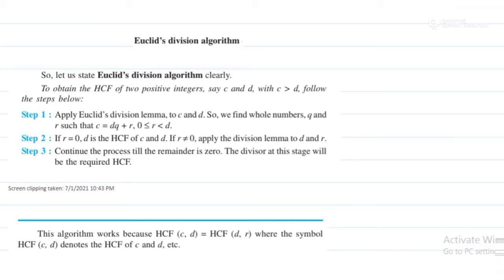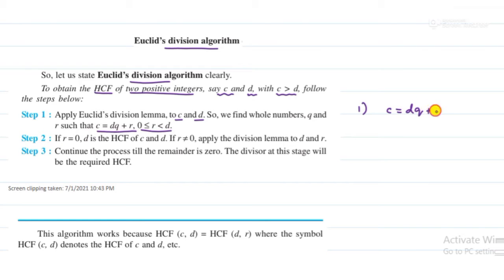So Euclid's division algorithm. The steps to apply Euclid's division algorithm are given here. The HCF of two positive integers, for example C and D, when C is greater than D, we need to follow the following steps. Step 1: Apply Euclid's division lemma to C and D. We find the whole numbers Q and R such that C is equal to DQ plus R, where 0 is less than or equal to R, which is less than D.